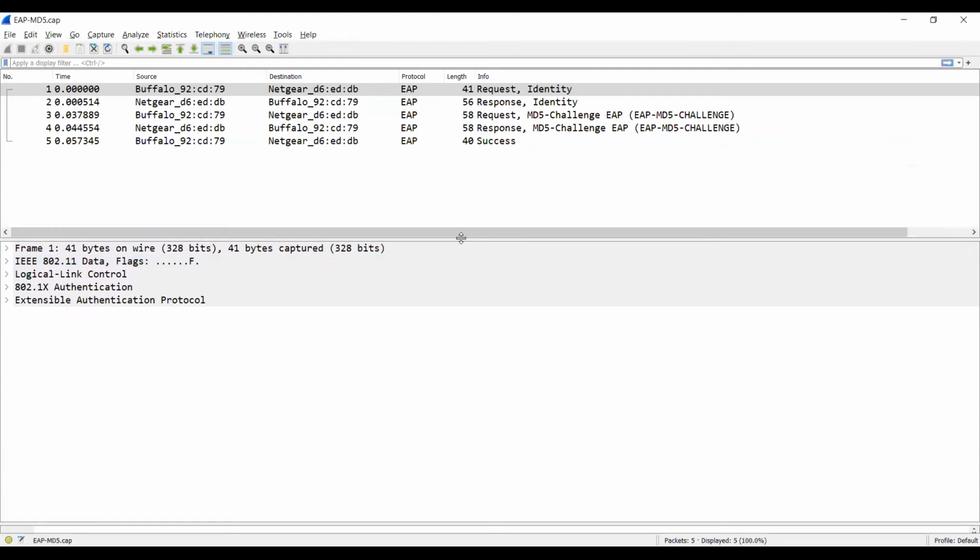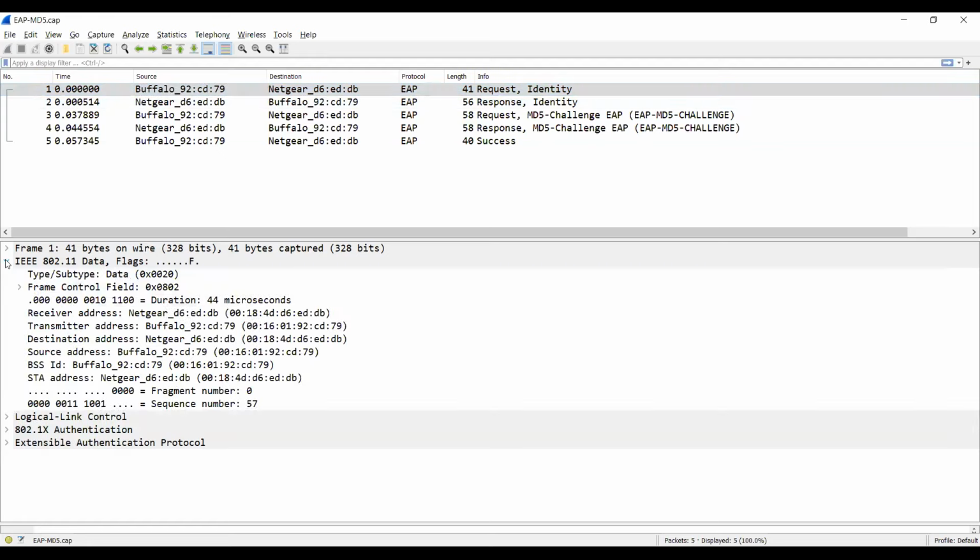This is a packet capture of EAP MD5. As you can observe here, this is the client, and this one is the access point. The Netgear is the access point. Okay, sorry. Here the Netgear is the client, and this one is the access point. If you want to confirm that, you can open this frame here and check the BSS ID. If you check the BSS ID, you will see that this Buffalo is the BSS ID.